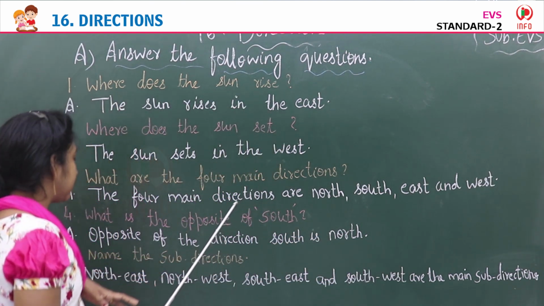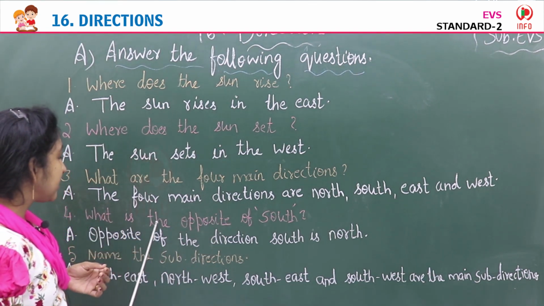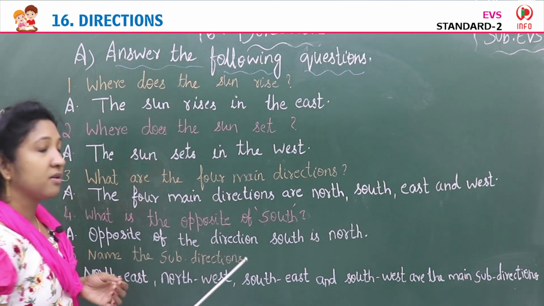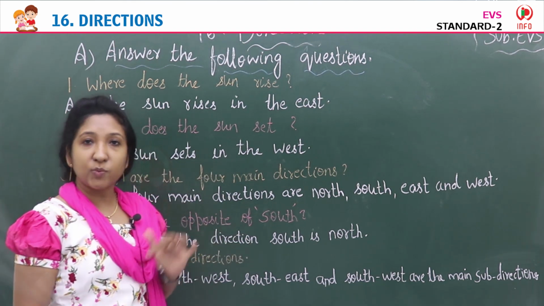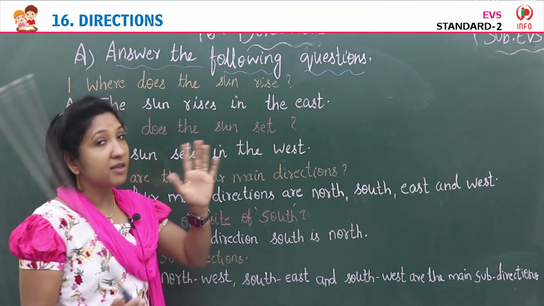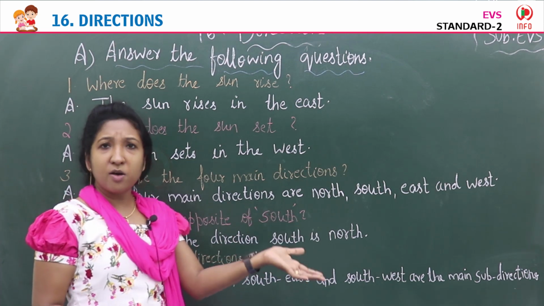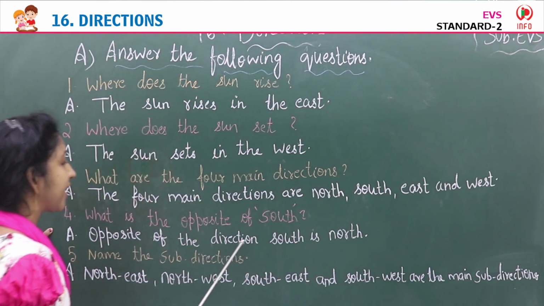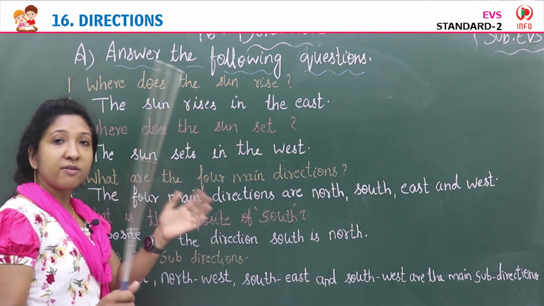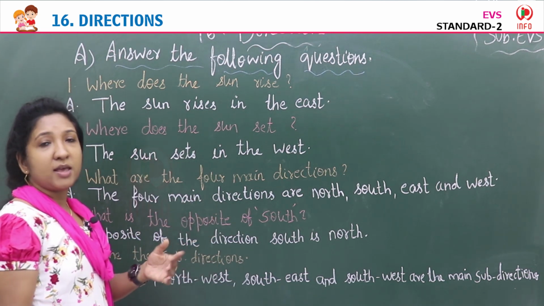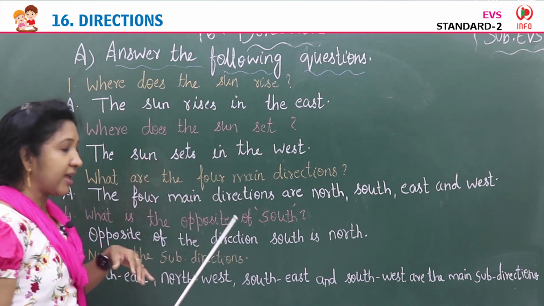Yes. Next, fourth question, children. What is the opposite of south? Means what is the direction opposite to the south? North, south, east, west we say. So opposite to the south is which direction? North. So answer: opposite of the direction south is north. Because we say north, south. So opposite of south is north, opposite of north is south. East, west. So opposite of east is west, opposite of west is east, like that.